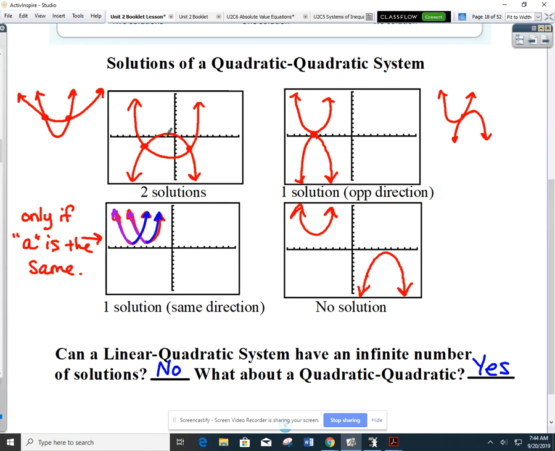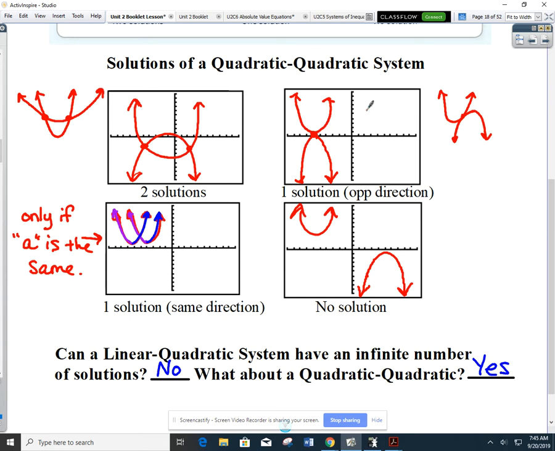Here's one with two solutions, but here's an alternative where in this one they're pointing in opposite directions, but in this one they're pointing in the same direction. The difference here is that one A value is greater than the other A value. So the skinnier one has an A value that is bigger. The wider one has an A value that's smaller. So that would cause them to cross each other twice.